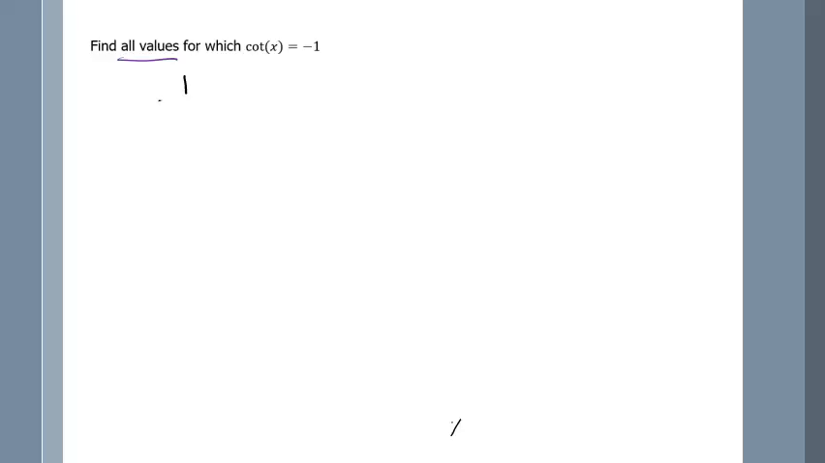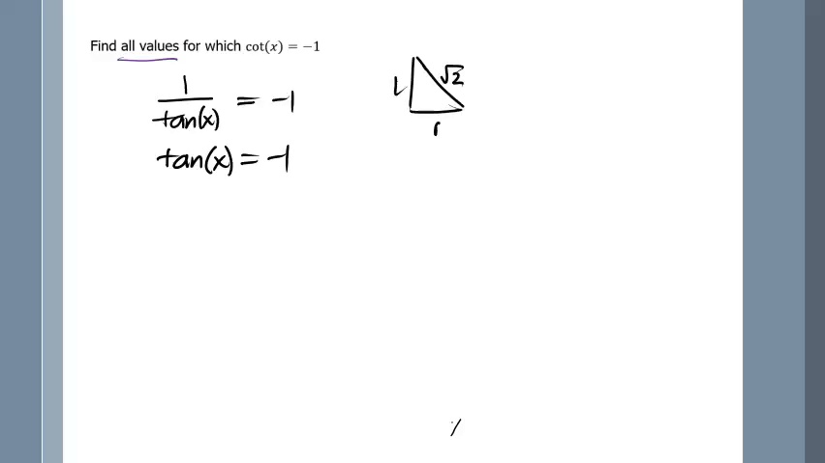I'm going to write cot to be 1 on tan of x is equal to negative 1. If we flip that upside down, we get tan of x equals negative 1. Now, if we want to know when tan equals negative 1, our special triangle that has 1, 1, root 2, pi on 4, and pi on 4. So in this case, opposite over adjacent is tan, so it's pi on 4.